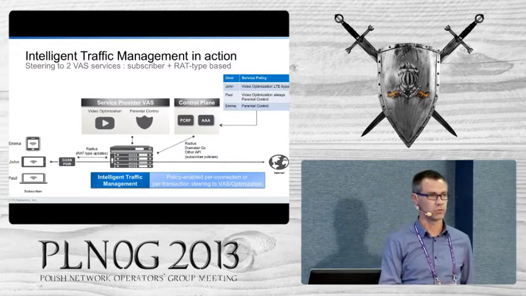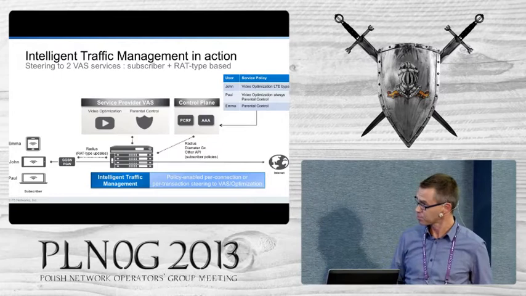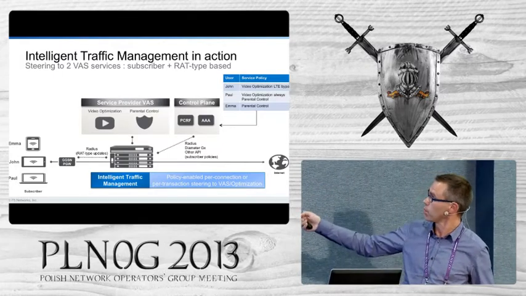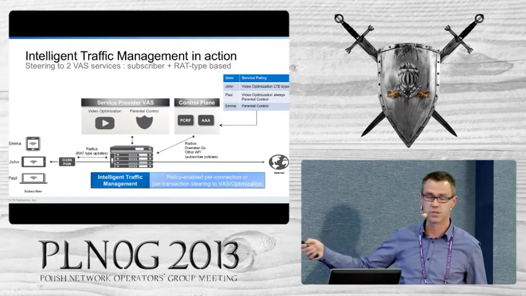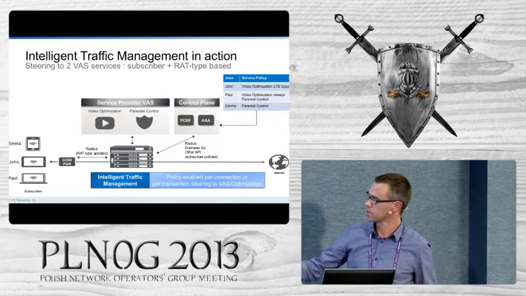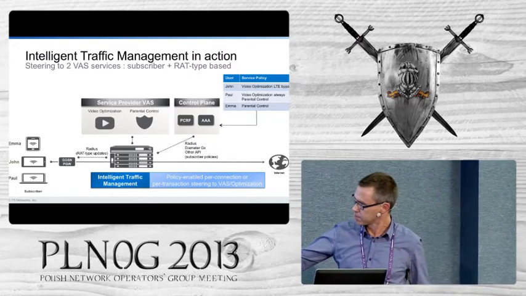So for this user, we need to send this traffic to different VAS services. So let's focus on these two for the sake of simplicity. That's a policy that can be stored in a RADIUS database, in a PCRF, which can push down to this intelligent steering device. Also on this side, you see a RADIUS interface.